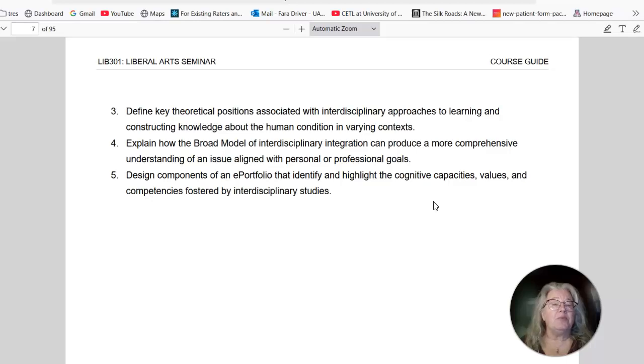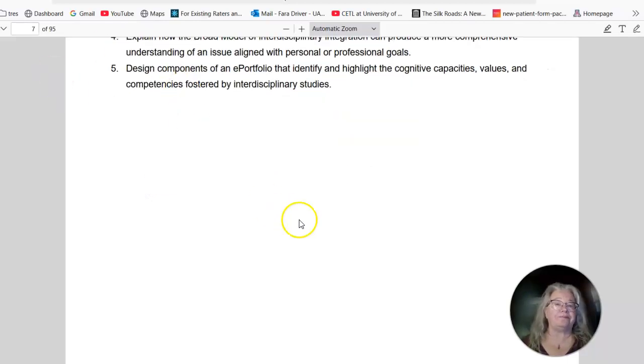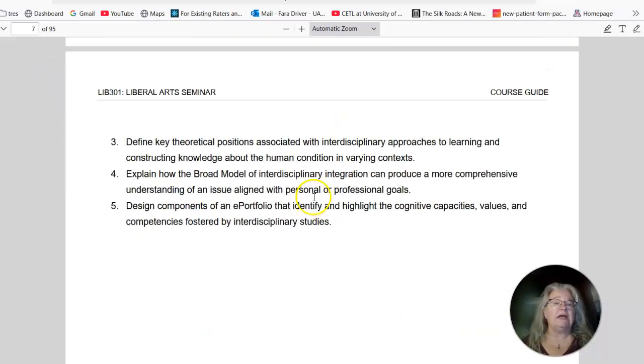And then design components of an e-portfolio that identify and highlight the cognitive capacities, values, and competencies fostered by interdisciplinary study. You will see this beginning in week 1, including actually even your posting of your introduction. So those are what the CLOs are.